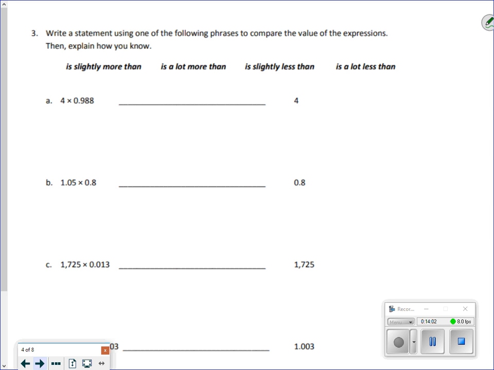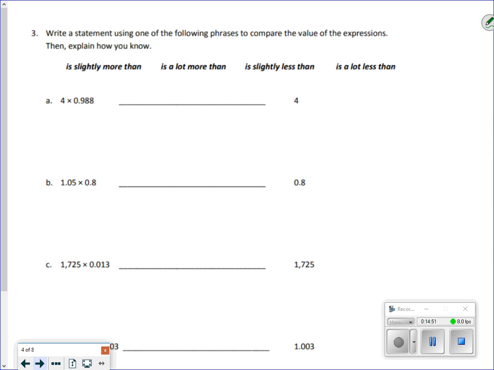So when you say slightly more than, what does slightly mean? Just a little bit. So slightly more than, a lot more than, slightly less than, a lot less than. If you've got a number that's just barely less than 1, it's not going to change the number a whole lot. If it's way far away from 1, then it's going to change it a lot.